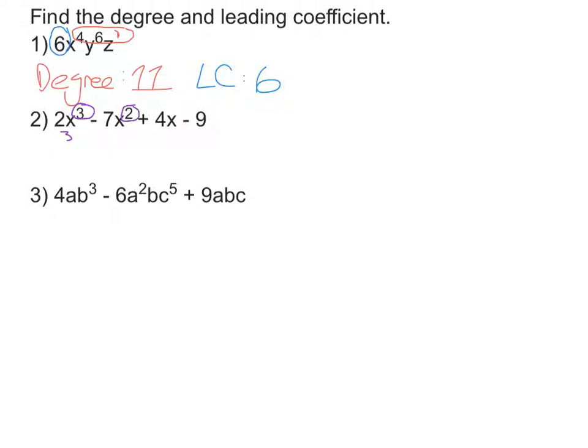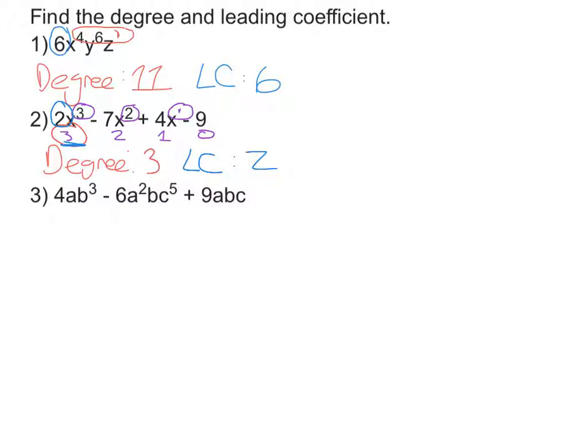The second term has a degree of 2. The third term has a degree of 1. And then the last term, we don't have any x's at all, or any variables for that matter, so it's 0. So of these numbers, what is the biggest? Well, 3 is the biggest. So that means the degree for this polynomial is 3. Now the leading coefficient then, well, since the degree was 3, the leading coefficient is the number in front of it, so that is the number 2.